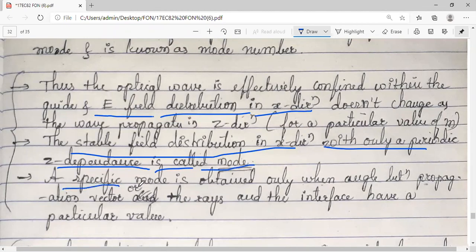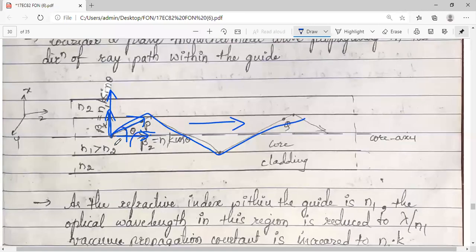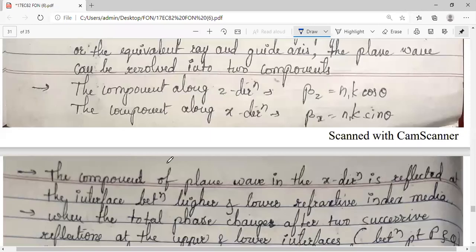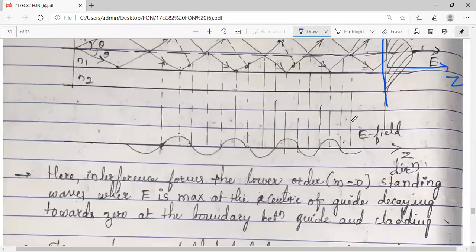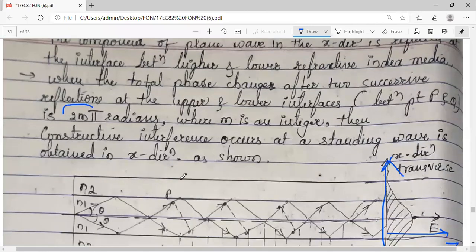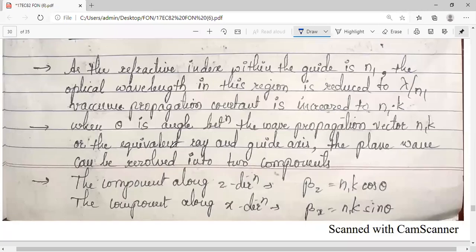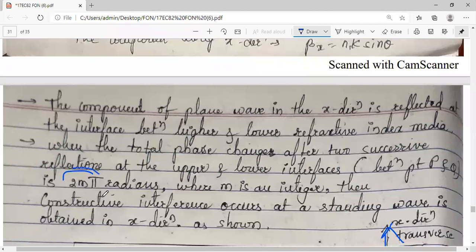How can we get a specific mode? A specific mode can be obtained by the angle theta. In the figure you have seen the angle theta. Depending upon this value of theta, different modes can be obtained. And in the previous session we have seen there is a phase change from point P to point Q. You can see there is a point P here and a point Q here. Whenever the wave propagates between these two points, there is a phase change of 2 pi radians, and in general 2m pi. So depending upon the m, we will be getting the modes.